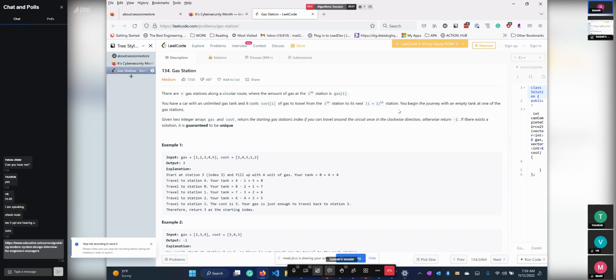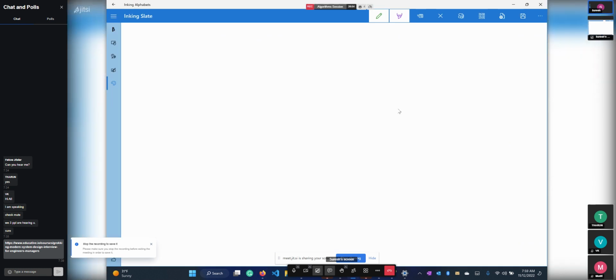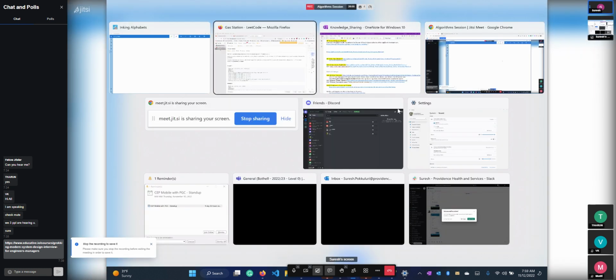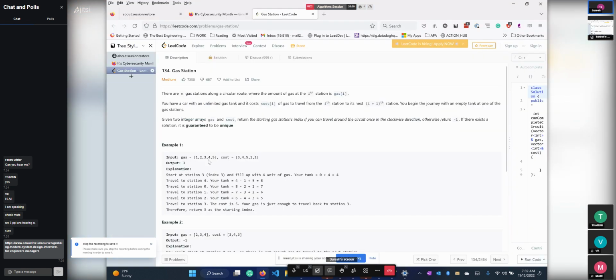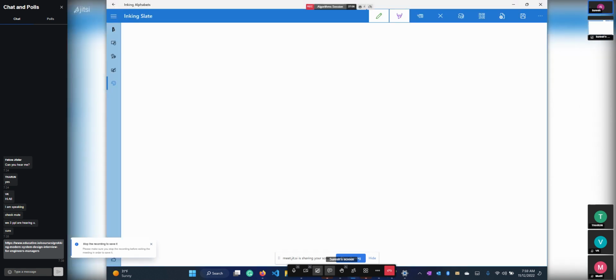It's not so complicated, I know. So let's go ahead and try to draw. We have 5 gas stations here, right? One, two, three, four, five. Okay, these are 5 gas stations.